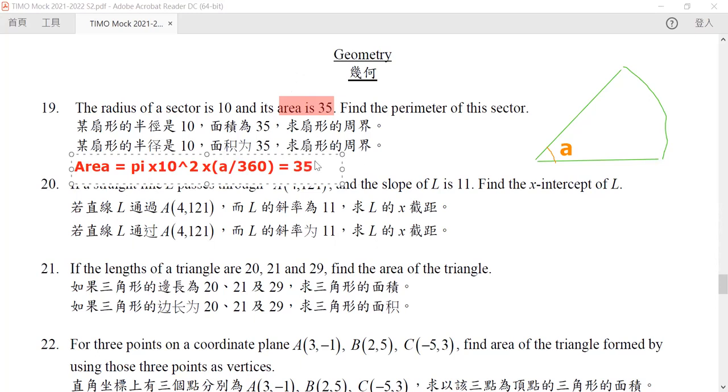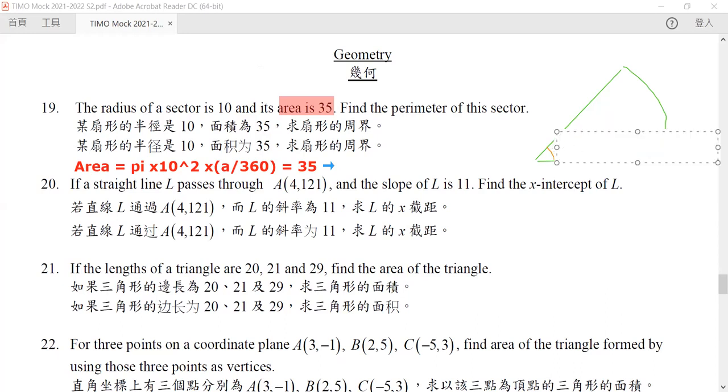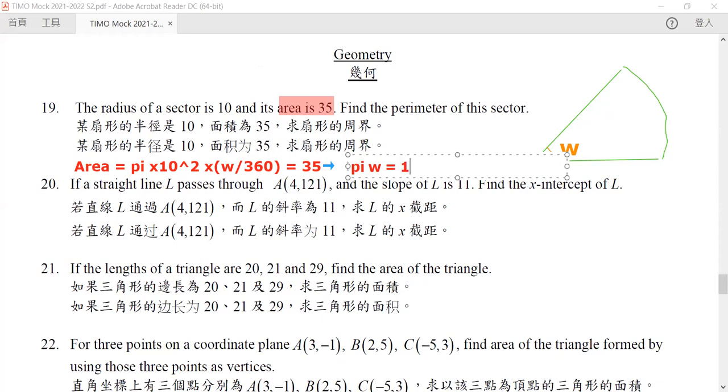So by this, we now can immediately calculate. Now let me rewrite this. Maybe A is not a suitable name. Let's call it W. W will be better. Okay. So now if we calculate, we multiply them together, what is pi times W in this case? It will be equal to 35 times 360 divided by 100, so it will be equal to 126. So this is the value of pi times W.